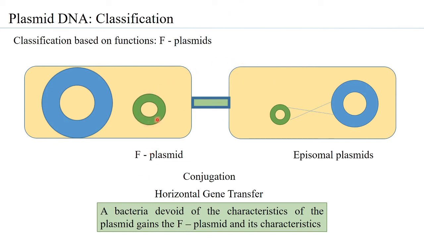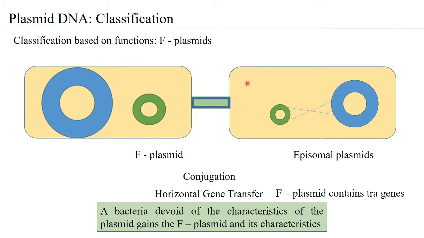Now, why is the F plasmid able to carry out this entire process? It is because the F plasmid has certain genes that are called TRA genes, and these TRA genes are able to form first the conjugation tube. It is able to attach to the host. It is able to multiply, transfer the DNA, and make an F minus bacteria into an F plus bacteria.